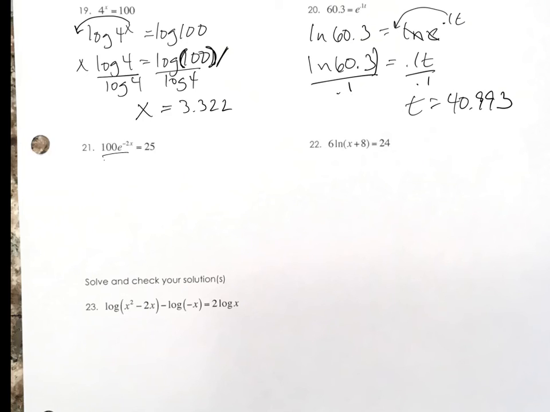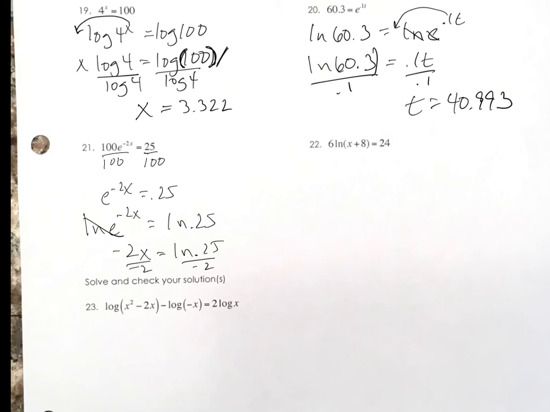For 21, we got to divide both sides by 100. You can do this with a fraction or as a decimal. That's up to you. E to the negative 2x is equal to 0.25. To get rid of the e, you need the natural log. This is gone. Negative 2x equals the natural log of 0.25. Divide both sides by negative 2. So for x, you get 0.693. Still not taking the log of anything negative, so we're good there.